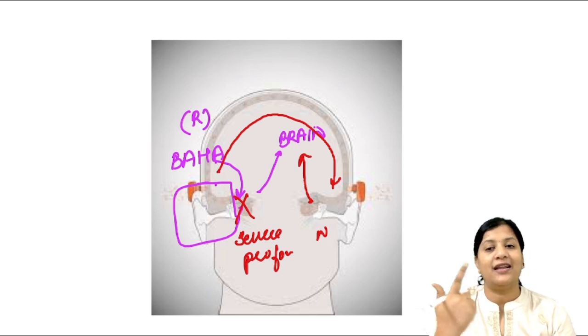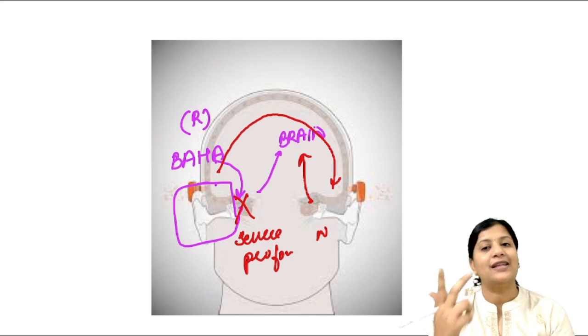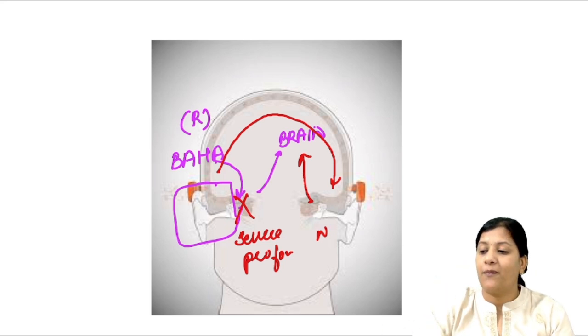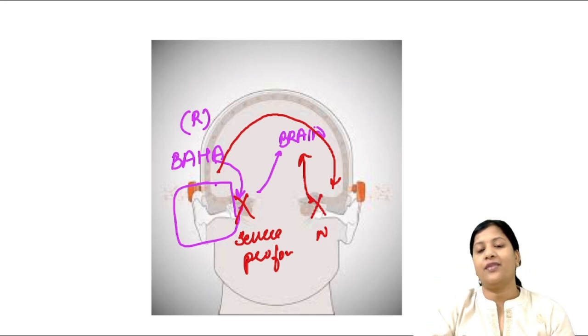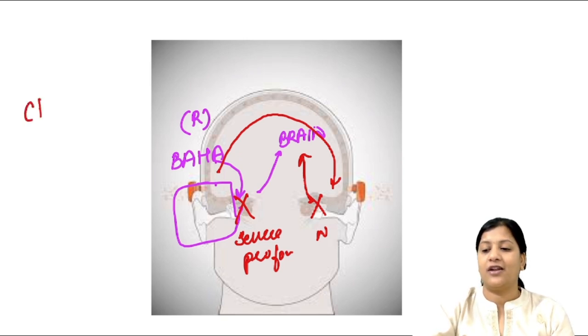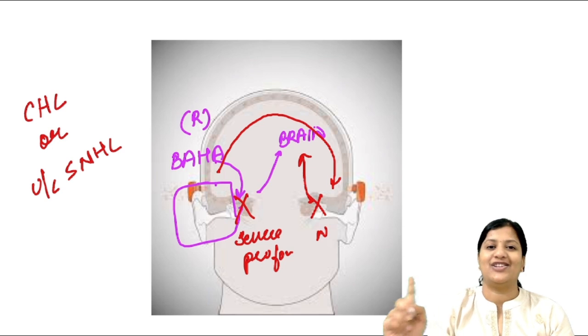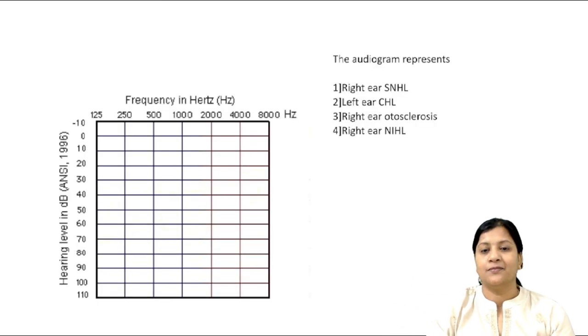External ear abnormalities, okay. Middle ear abnormalities, okay. But can it be used for bilateral loss? If it is a bilateral loss, the sound cannot be transmitted, and hence it's not for bilateral mixed or bilateral profound SNHL. It can be used only for conductive hearing loss patients or unilateral SNHL patients, not for bilateral SNHL patients. So that was about the indications of Baha.